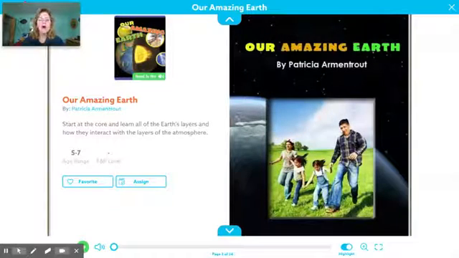And continuing on with our domain about the history of the Earth, we're going to be reading about our amazing Earth today. So, this book is going to take us through the layers that comprise the Earth that we live on. This book is called Our Amazing Earth by Patricia Armentrout, and we will start at the core and learn all of the Earth's layers and how they interact with the layers of the atmosphere.